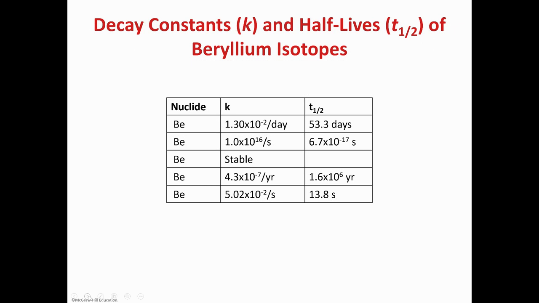Here are some half-lives for beryllium's isotopes. They're all over the place, right? Some isotopes have very short half-lives. Some have very long half-lives. So you see here, this beryllium has a ridiculously long half-life. And so in nature, that's still going to be around, because that half-life is a million years for that one.